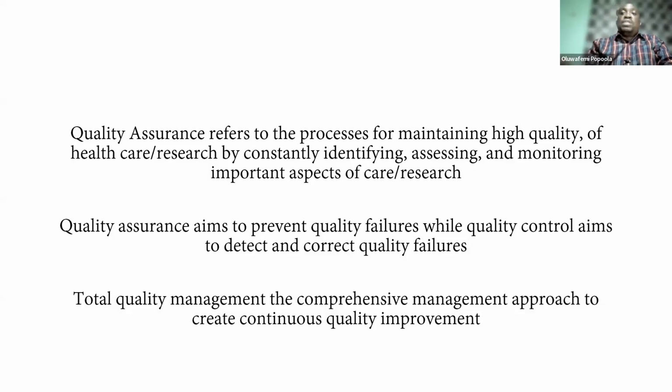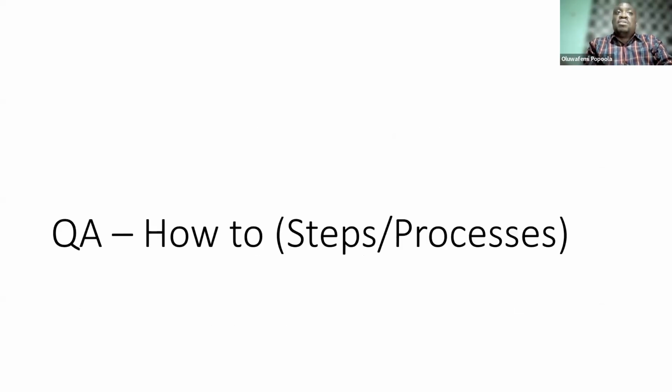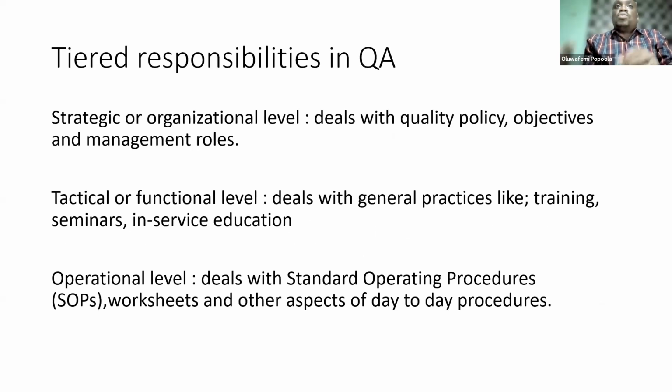Okay, so now in the next part of the presentation, I'd like to say a bit about the QA process, something about the steps and the processes that go into QA. So quality assurance is very often a tiered responsibility. It operates at different levels where we have the strategic level, the tactical or functional level, and the operational level. And most of us in our work, I imagine, cut across these different levels. I imagine there are people here who are clinical trial leads, and organizational leads who deal with things at the quality or the policy level.